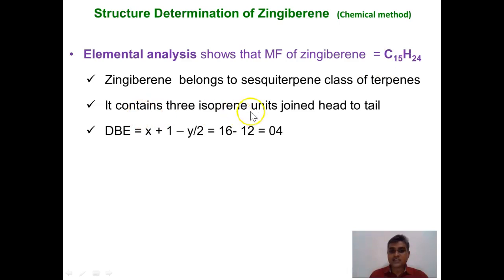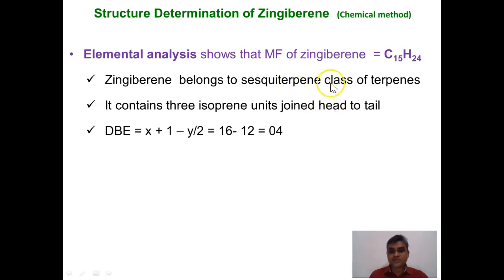It means that there are 3 isoprene units, and these 3 isoprene units are joined head to tail according to the special isoprene rule. Now since it contains 3 isoprene units, it means that the gingiberine molecule belongs to the class of sesquiterpenes.